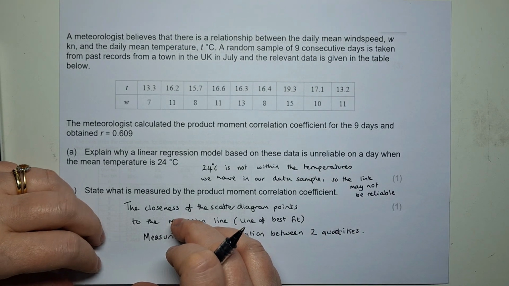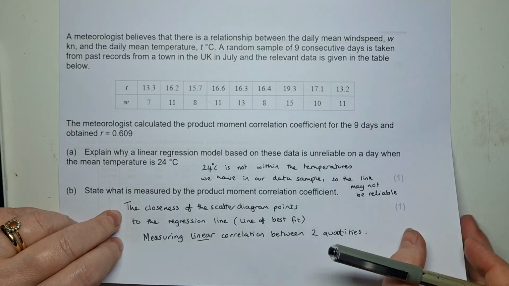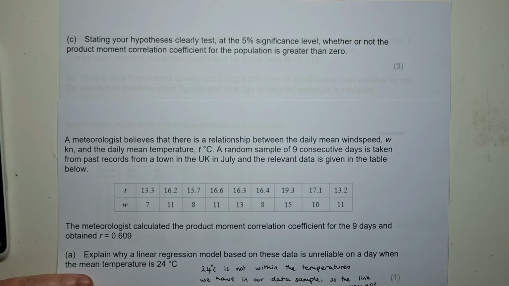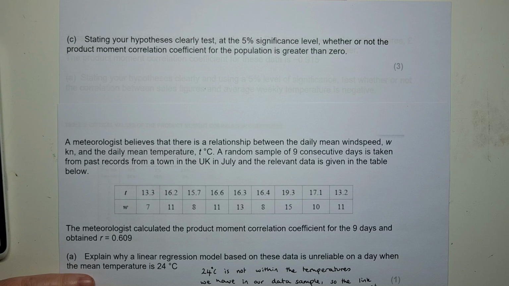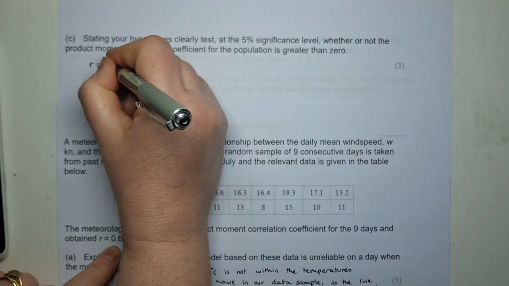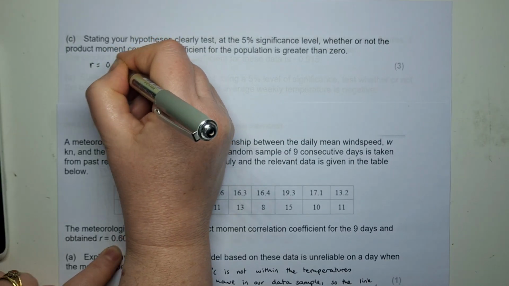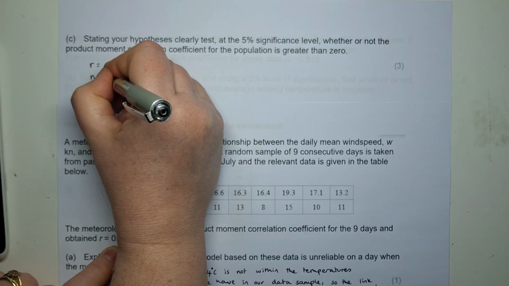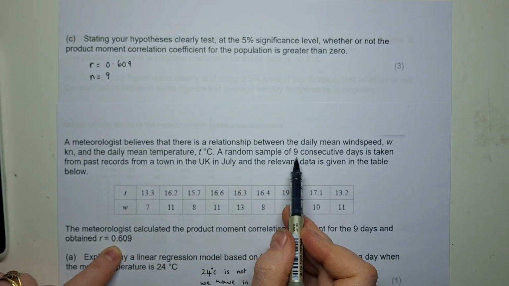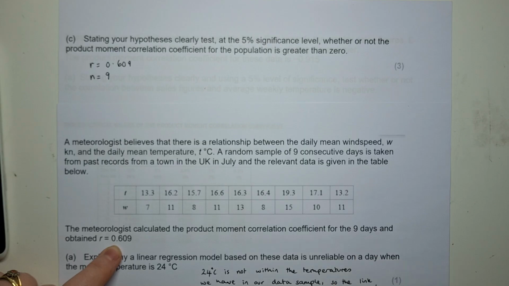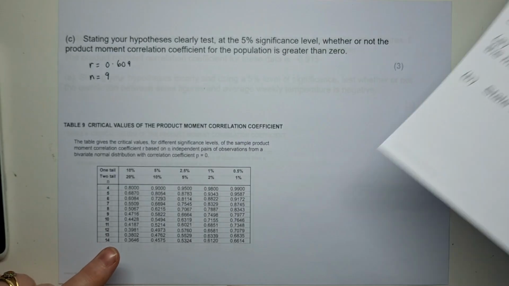Part C of the question is asking us to test at the 5% level whether this product moment correlation coefficient we've got seems to be big enough to show that yes, there is correlation going on. So let's just write down what we've got here. We've got r was 0.609 and we had n is 9. We had 9 data points because it told us that in the question. Okay, that's all I actually need from that page. So let's move that page away.